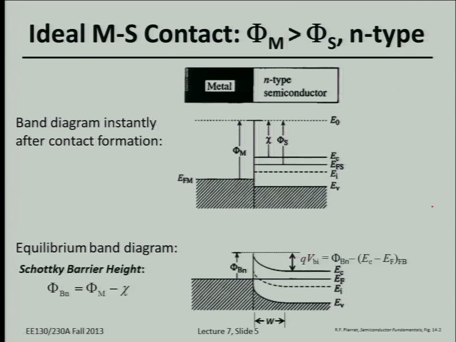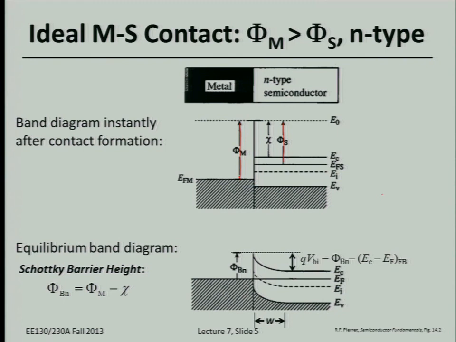Okay, so the other case must be the rectifying contact, right? If the work function of the metal, again, immediately after they touch, is now larger than the work function of the silicon, right? So this distance here is smaller than the distance here. So when the materials touch, electrons will tend to want to go into the metal, because they start out at higher electrochemical potential.